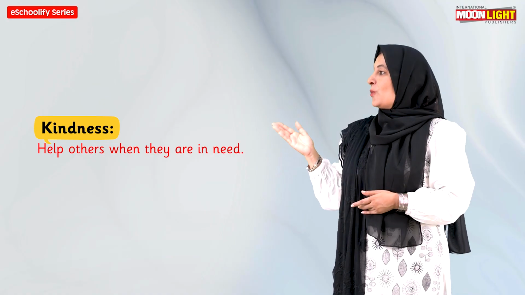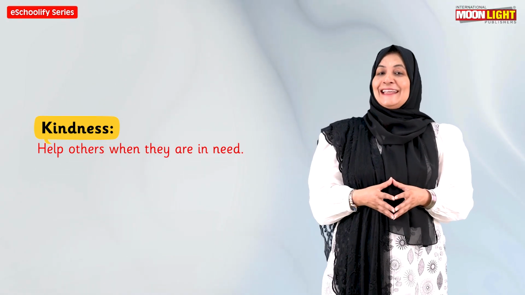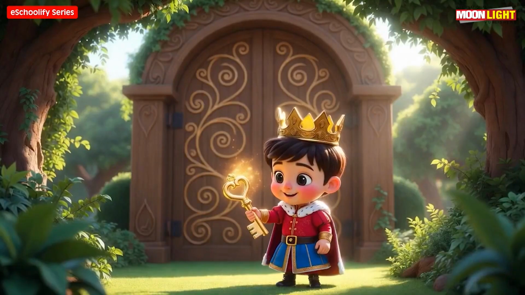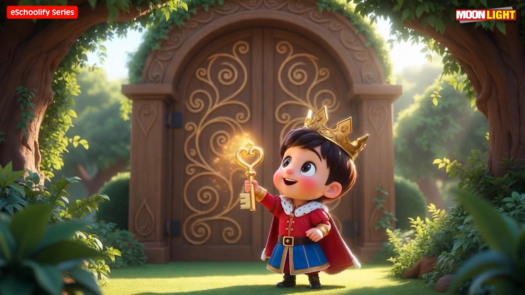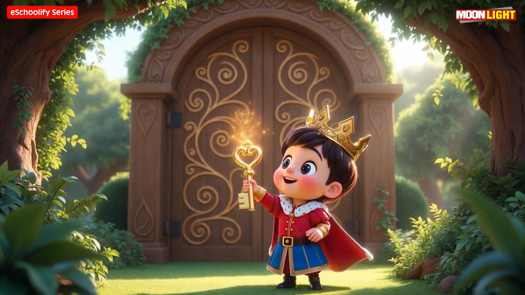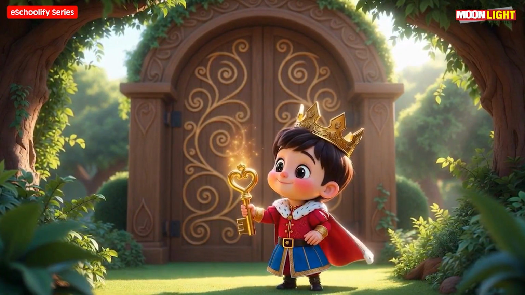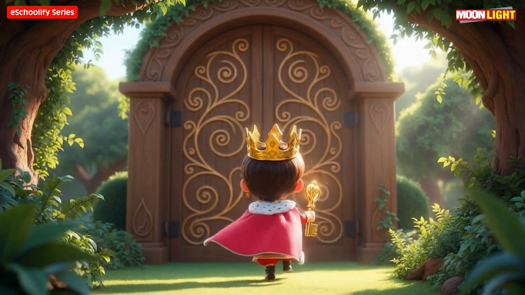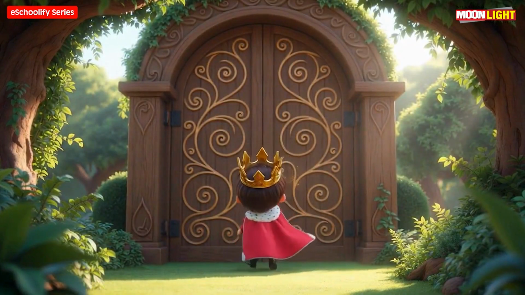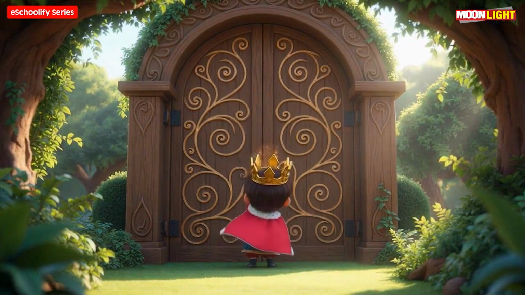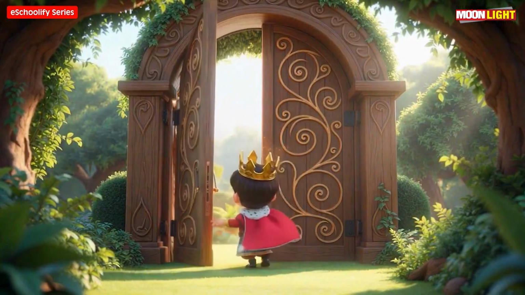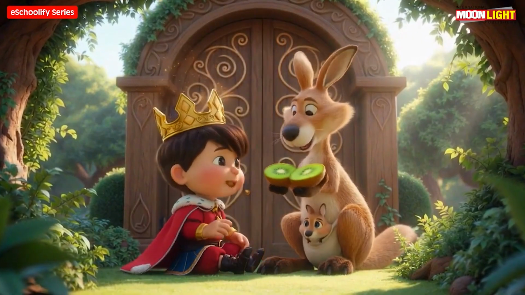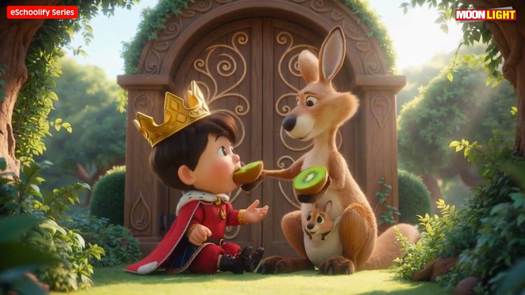Help others when they are in need. Okay, it's story time. In the kingdom, the king had a special key. He used it to unlock the secret garden. He found kiwi fruit by his kangaroo. They enjoyed the sweet treat together. We should always eat the things together, same like king and kangaroo.